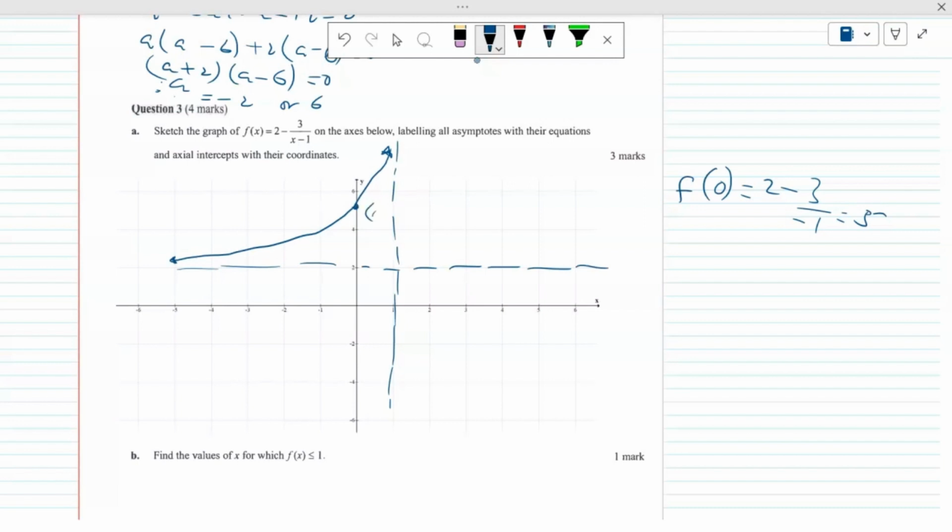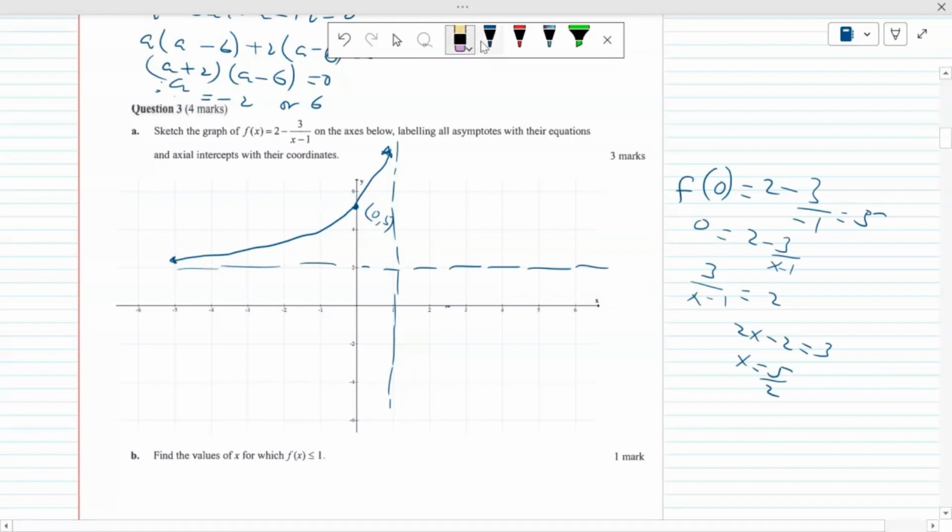So we also have to put in the coordinate format. Also, when y equals 0, that's going to be 2 minus 3 over x minus 1. Just take that one out. So that gives me 2, so that's going to be 2x minus 2 equals 3, which is x equals 5 over 2. So which is somewhere there. Oops. Let me graph this.